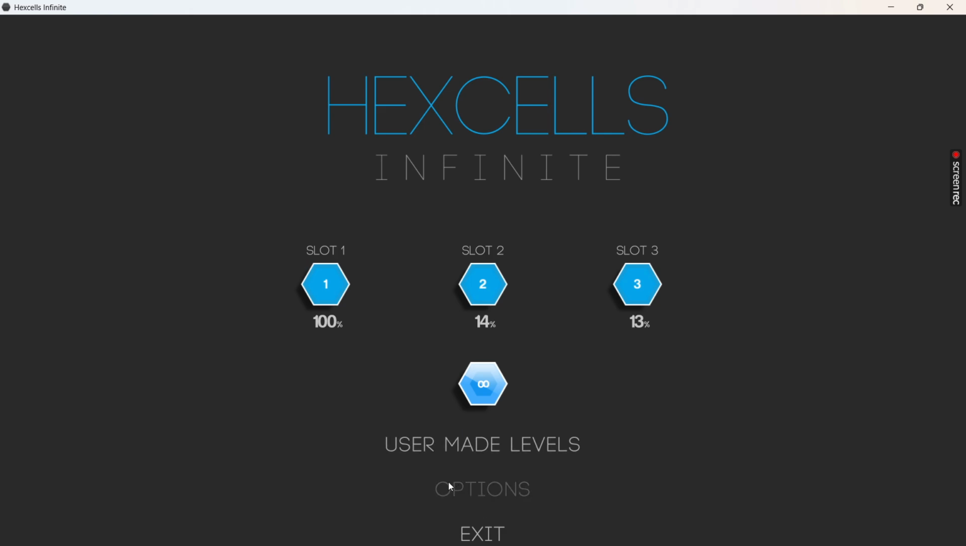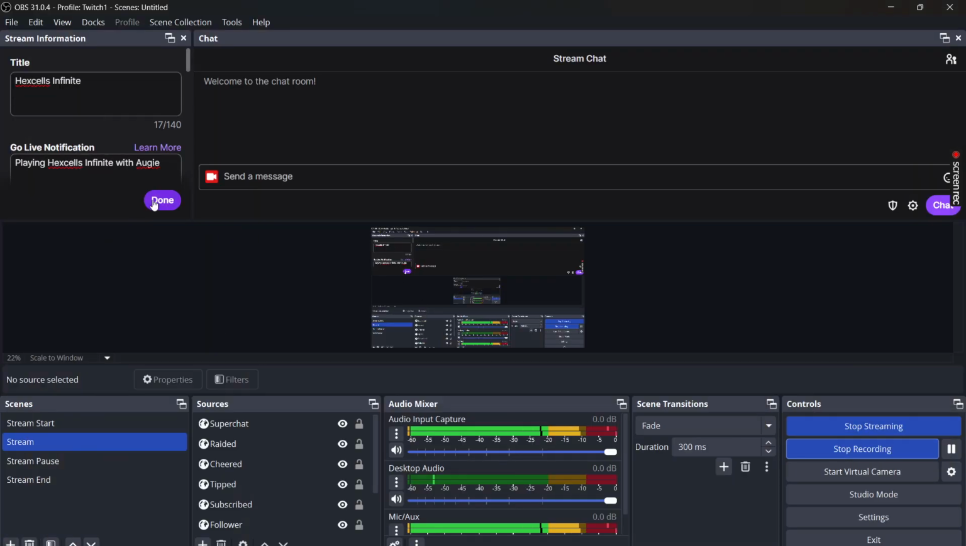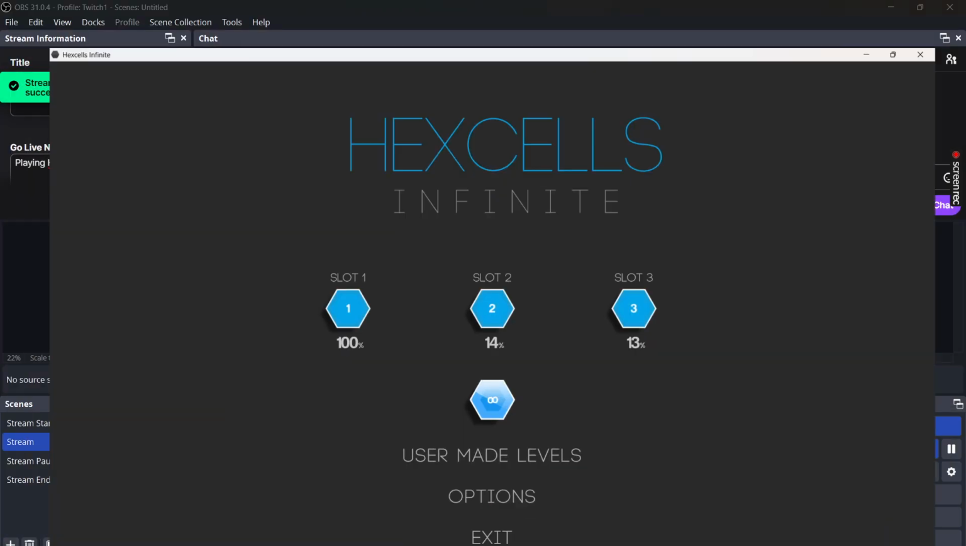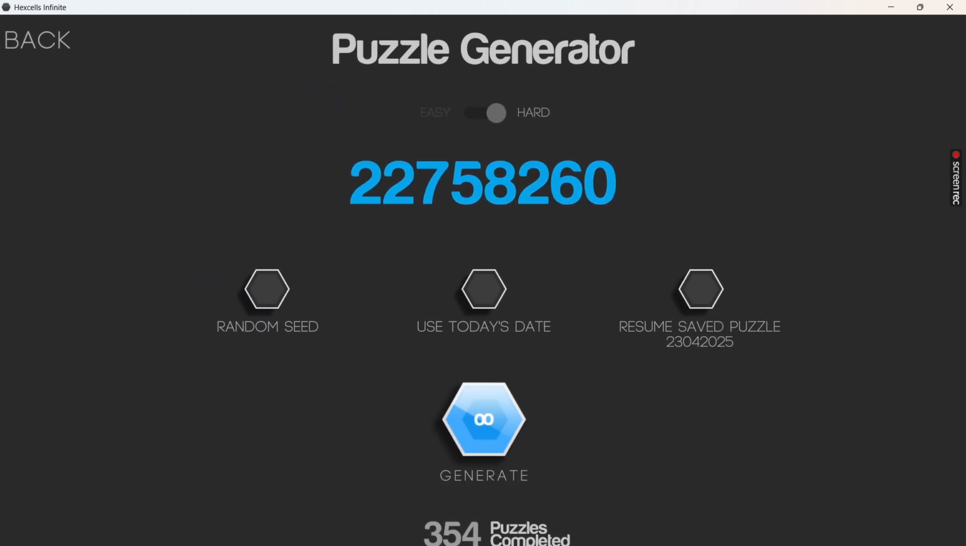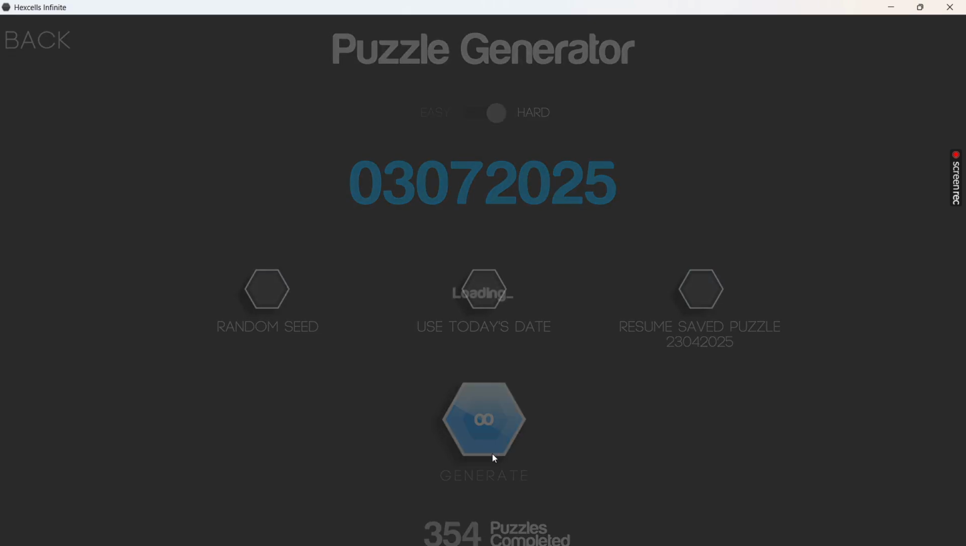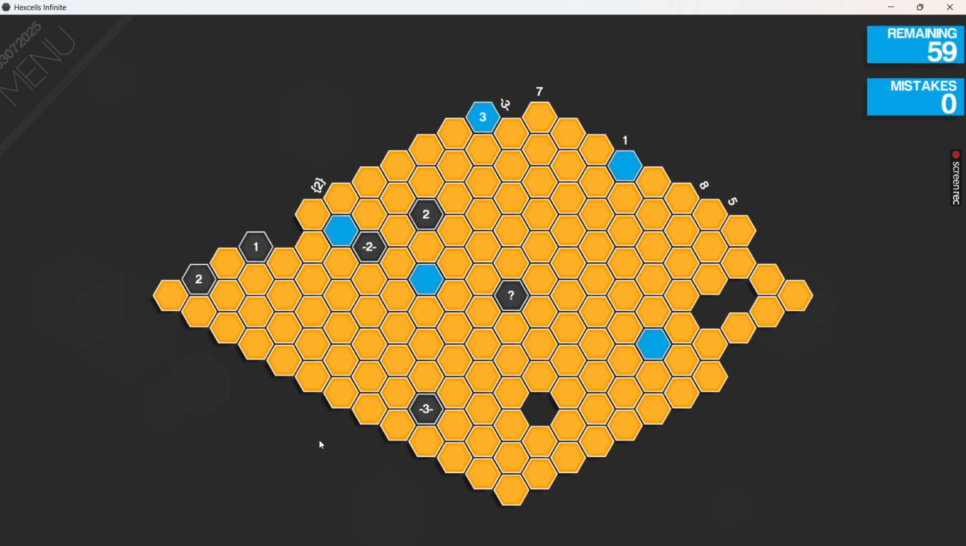We're playing a little Hexcells Infinite, and I want to make sure we're good there. So we're going to play today's puzzle, using today's date, July 3rd. And I'm playing with Augie, and he's chasing the ball around.